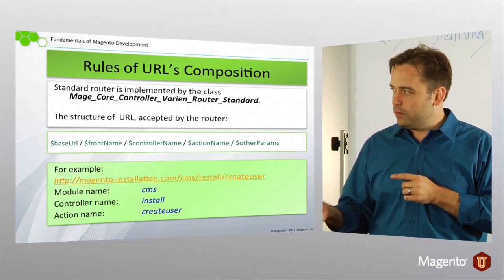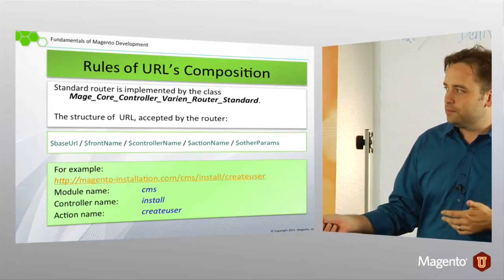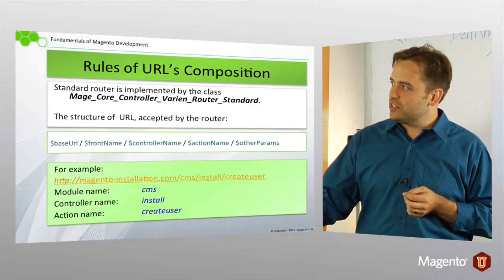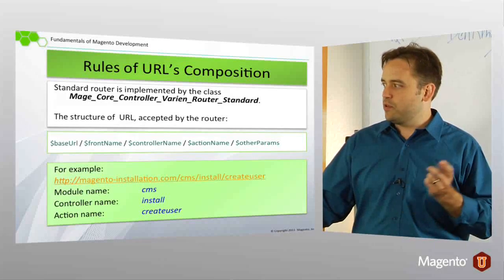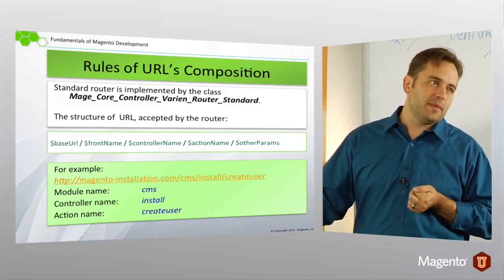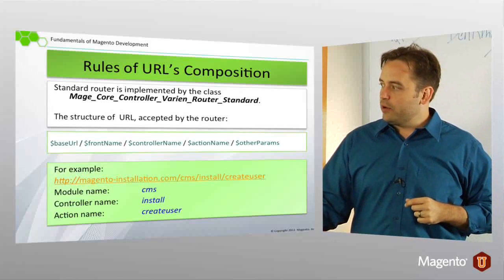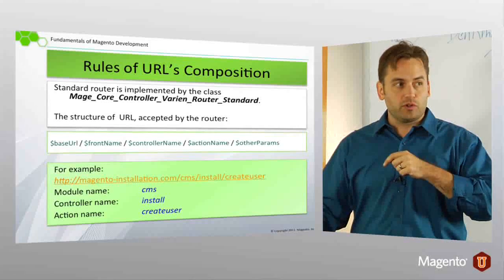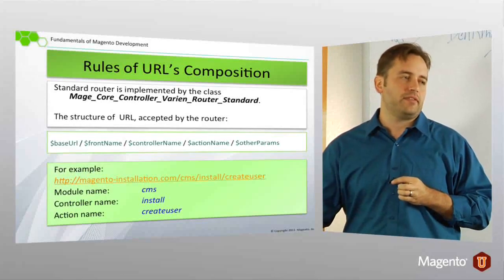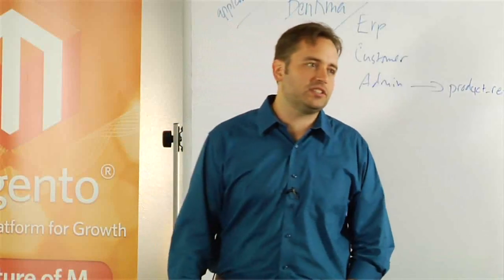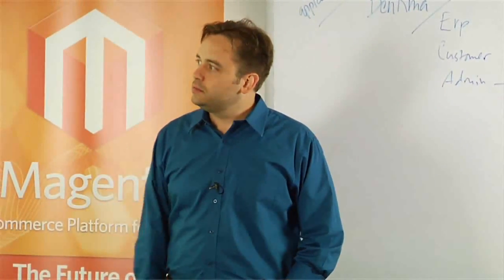What this looks like as an example URL. This URL does not actually exist anywhere in Magento. CMS is the module name, install is the controller name, and create user would be the action name. So in my CMS module, in the Controllers folder, I would have an Install controller class, and inside the Install controller, I would have a create user action method. We'll be doing this in just a second. But just recognize this pattern.